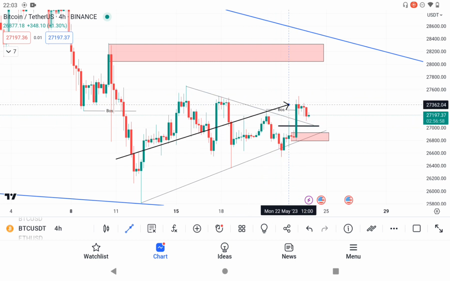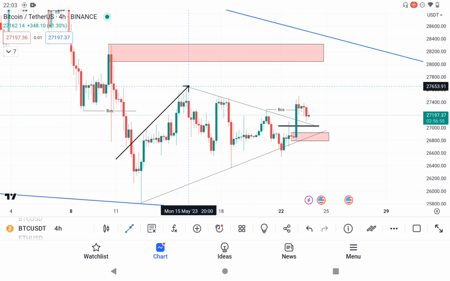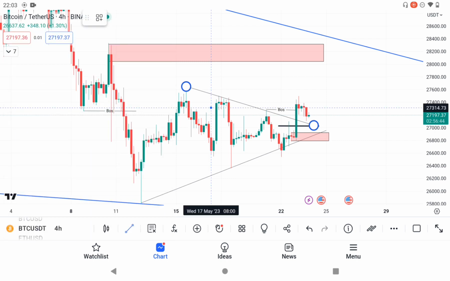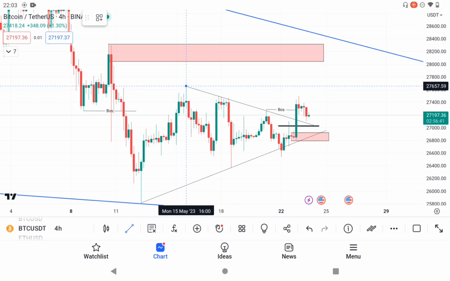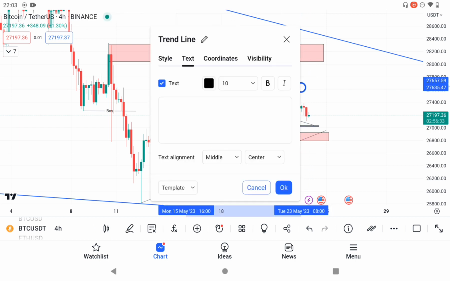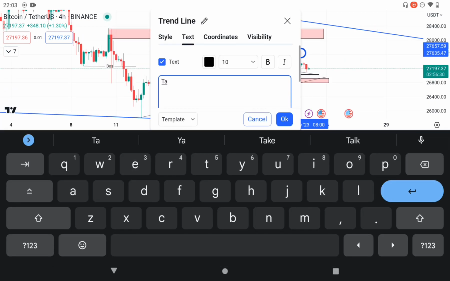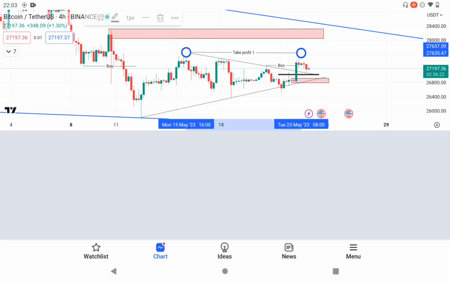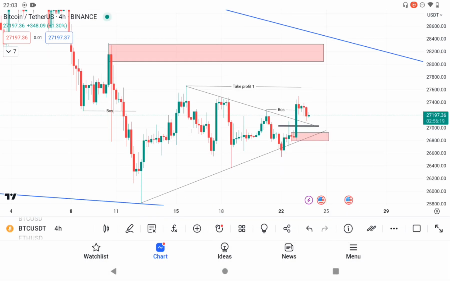But to be safer, you could target this first swing high here. We could target that and make that our TP1. Just make this take profit 1, and we should expect price to come here to take out this. So I'm going to say TP1, take profit 1. I'm going to leave that in the middle. Okay, so that should be our take profit 1.